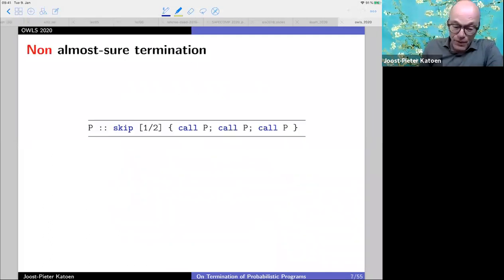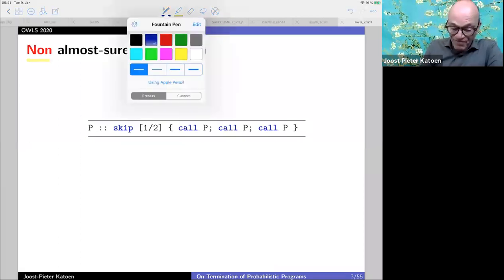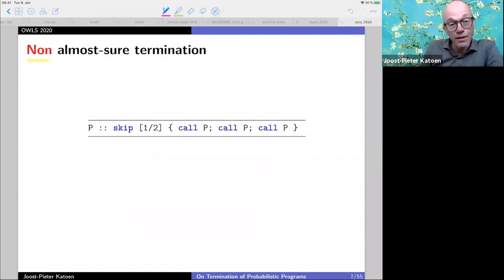Good. Then I have an example which does not almost surely terminate. And this is a program that does the following. It's a recursive procedure P, which is defined as follows. We flip a fair coin, and either with probability 1/2 we terminate immediately, or with probability 1/2, we invoke P 3 times in a row, so 3 times in sequence.